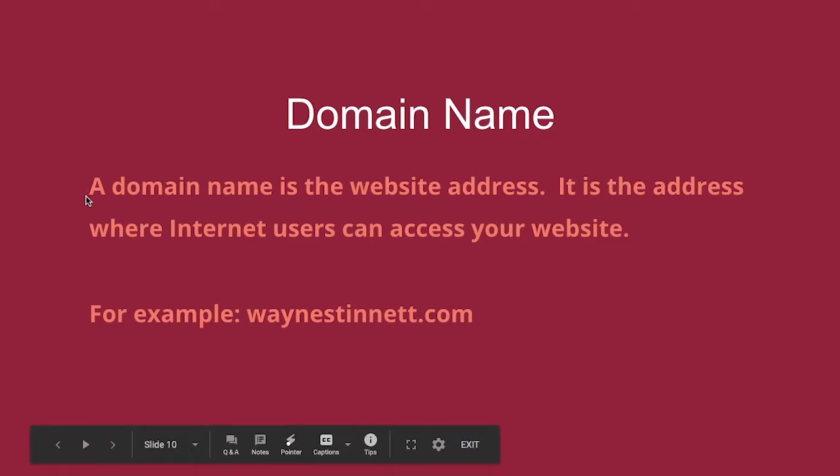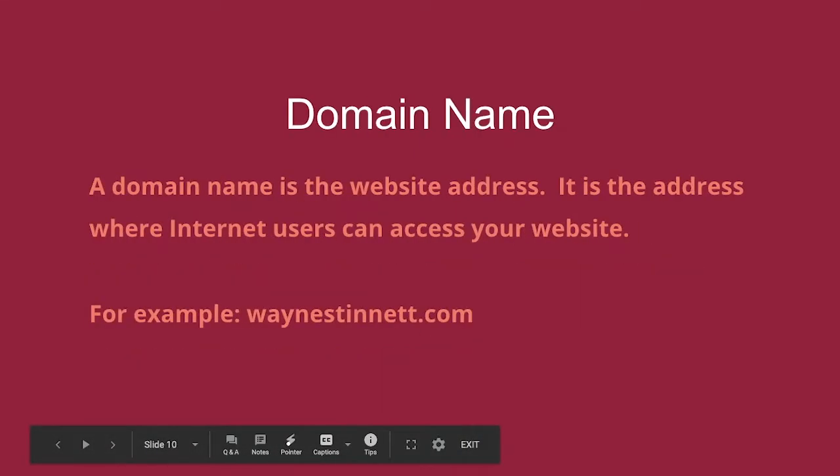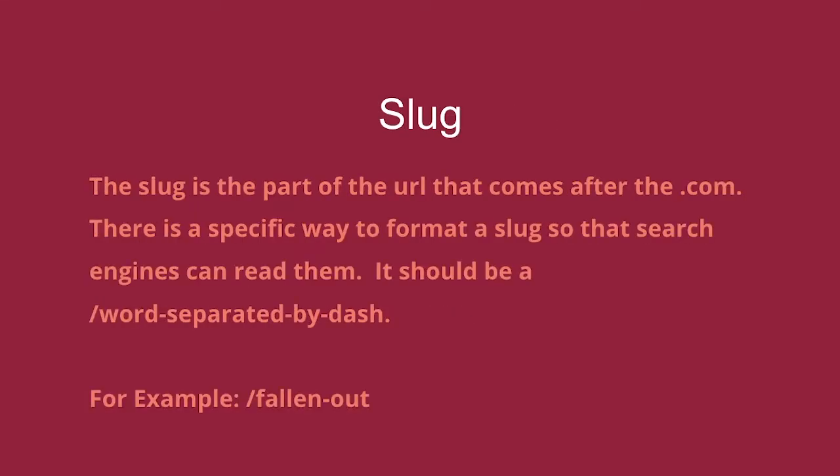So breaking down the URL further, the domain name is the website address. It is the address where the internet users can access your website. So for example, waynesdent.com, that's your domain name. Slug, the slug is the part of the URL that comes after the .com. There is a specific way to format a slug so that search engines can read them.